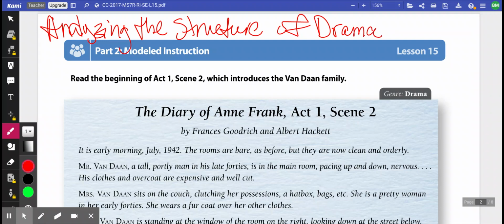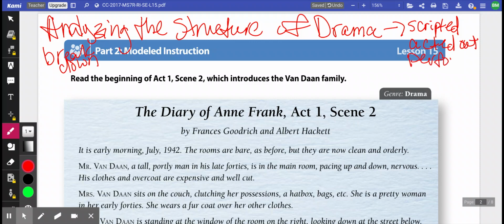Now, when I say analyzing, I mean we are going to break this down. Okay. And when I say structure, first off, before I come back to structure, I'm going to say drama. When I say drama, I mean anything scripted, meant to be acted out or performed. Okay. And that goes right here with what we've just circled.